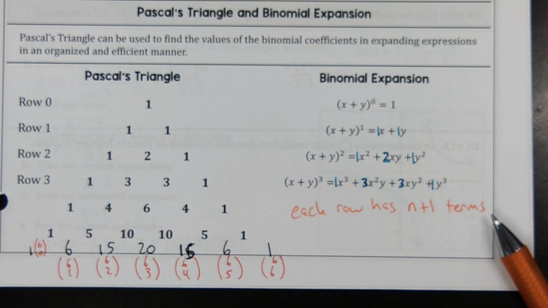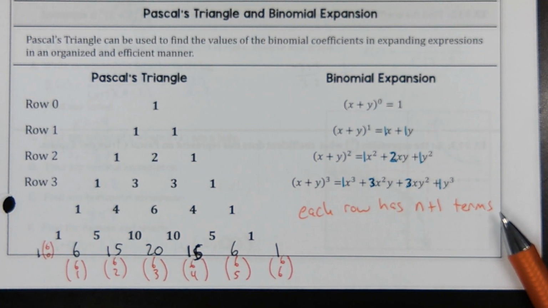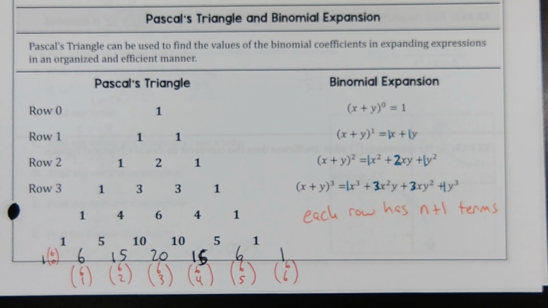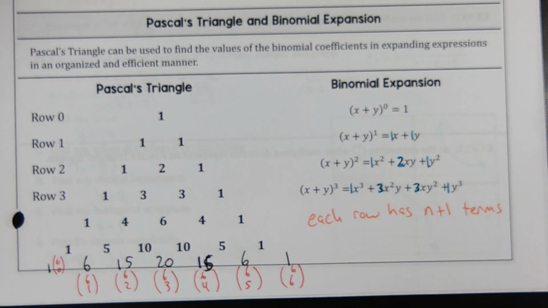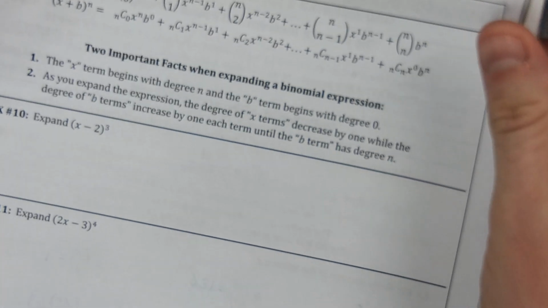We will use Pascal's triangle to find binomial coefficients if the row number is not too large. Okay? If the row number is huge, we just use a choose function on our calculator. But what if I asked you to expand something, not just give me the binomial coefficient? What you need is the binomial theorem.